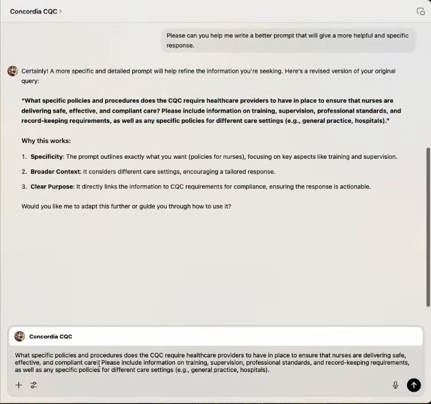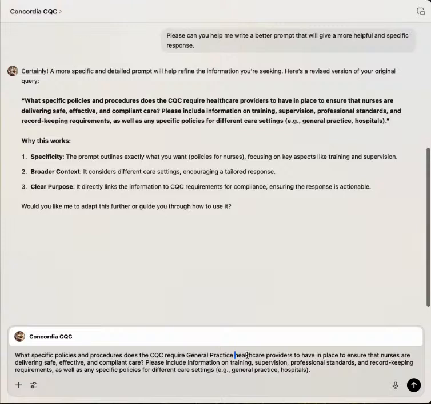And we're not going to use that directly because we hold the information about what we know we need in our heads and we want to get that in. So let's see what we're happy with. What specific policies and procedures does the CQC require healthcare providers? So let's take an opportunity to make this really specific. Actually, let's keep healthcare providers in there, but let's make it general practice. That's what the CQC referred to us as.